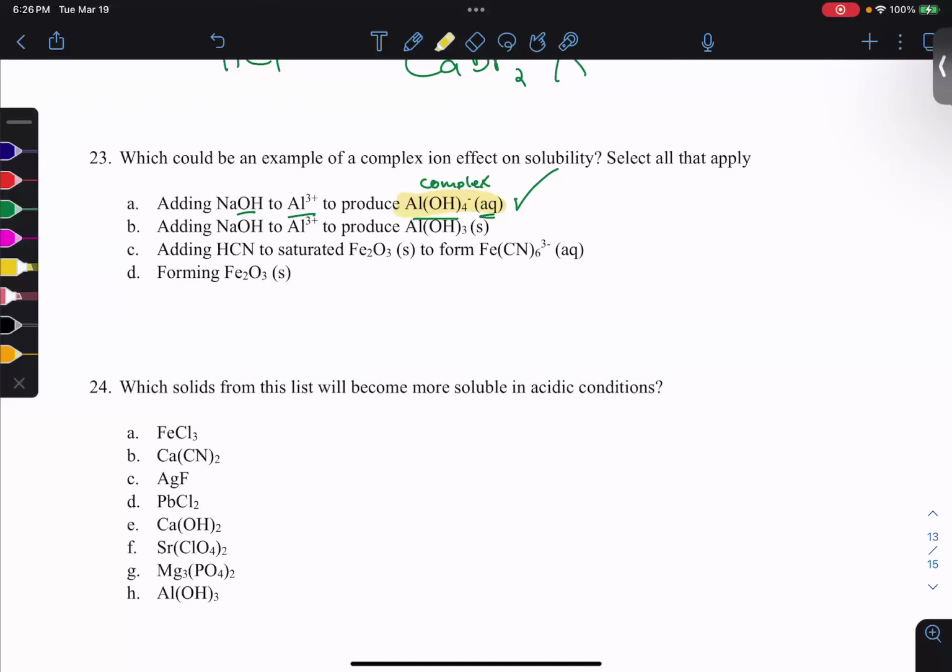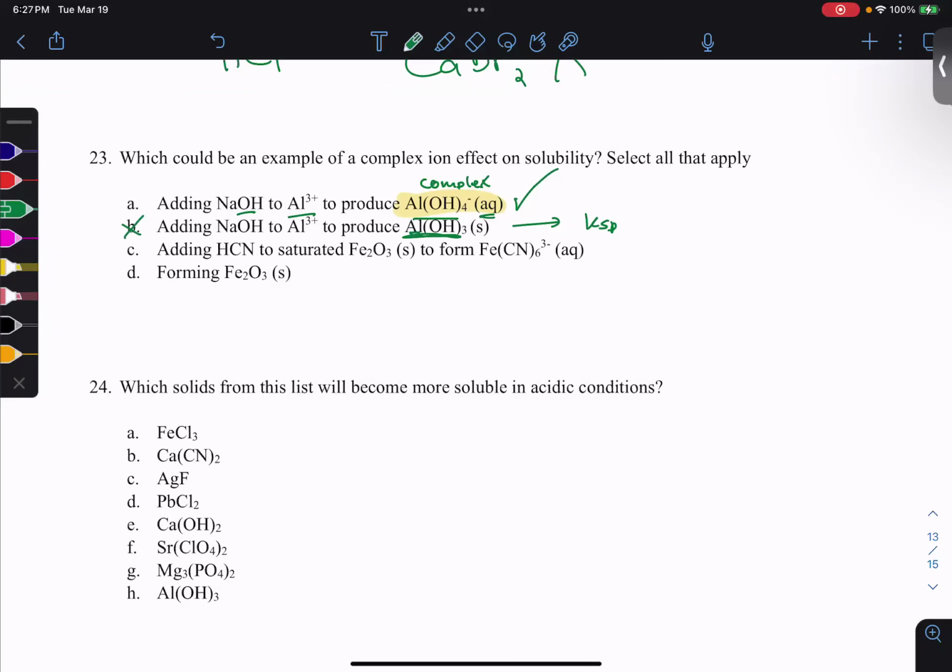Adding sodium hydroxide to aluminum 3+ to produce aluminum hydroxide solid. Is that complex ion formation? That is not. That's a solid. Complex ions are aqueous in solution. So really, this is describing Ksp. So that is not complex ion formation.